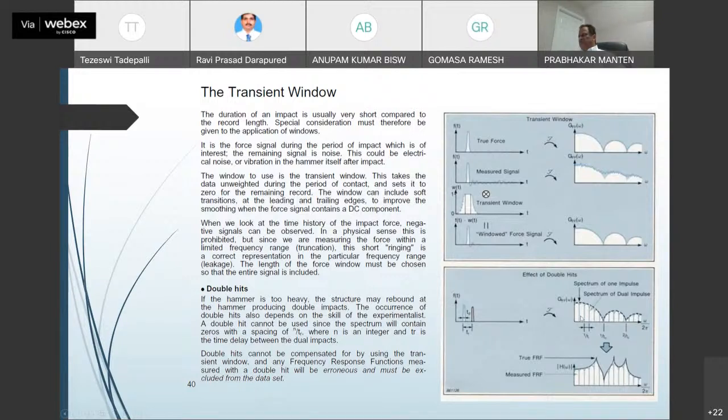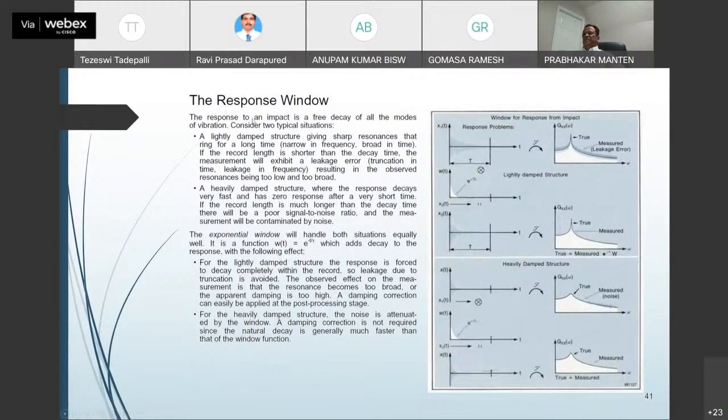If there are double hits, the spectrum will drop down, drop down, drop down, and look very bad. The true FRF and the measured FRF would look more like this. Double hits cannot be compensated for by using a transient window, and any frequency response function measured with a double hit will be erroneous and must be excluded from the data set. If you see something like that, don't take it into the averaging. Repeat the test. That's the transient part of the input.